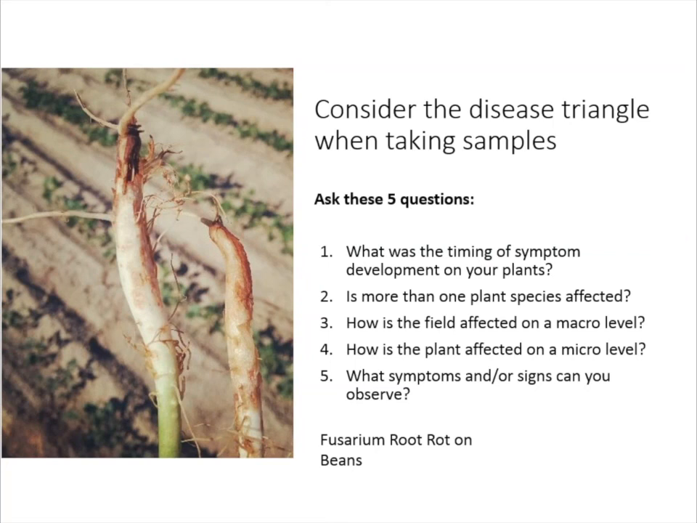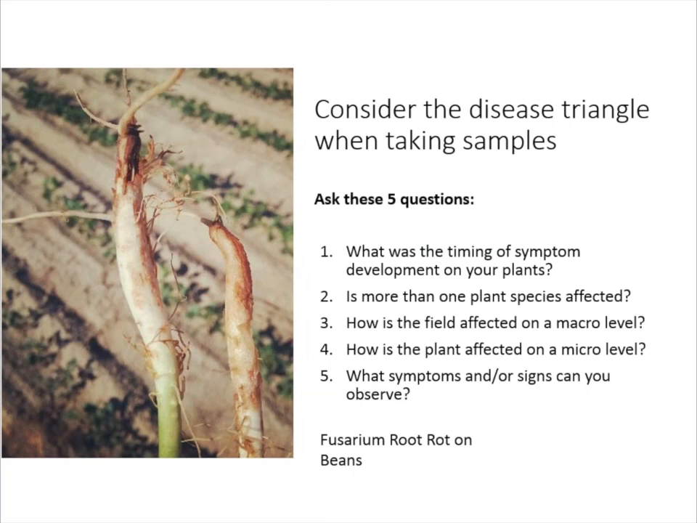You want to observe how the field is affected on a macro level. Is there more disease in lower parts of the field? Is distribution of symptoms sporadic and random in the field, or do symptoms appear to be moving in from one side of the field? It can give you an idea of how things are spreading, or if they're spreading, which will point to different diseases.